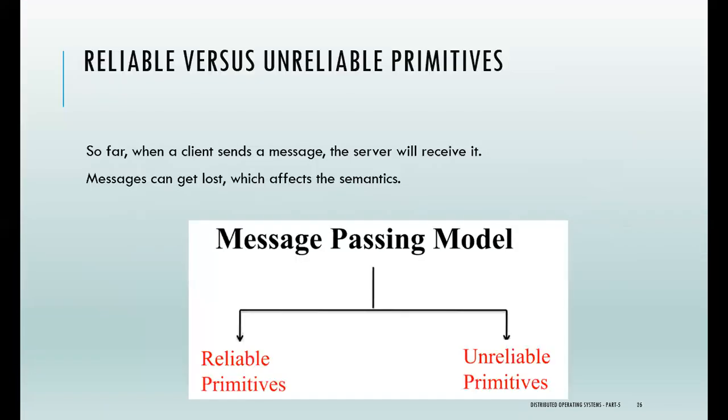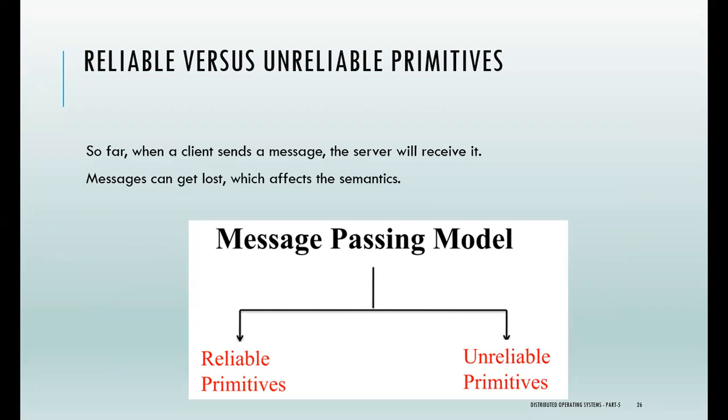Reliable versus unreliable primitive. So far, we have assumed that when a client sends a message, the server will receive it. As usual, the reality is more complicated than our abstract model. Messages can get lost, which affects the semantics of the message passing model.